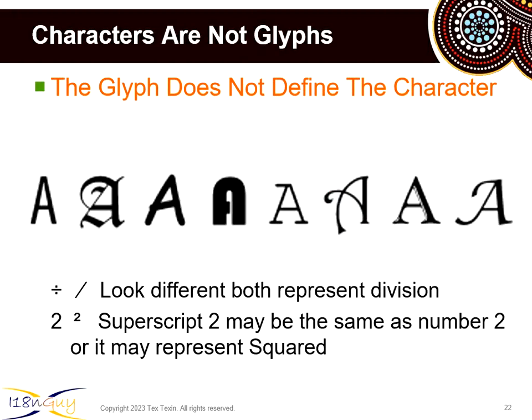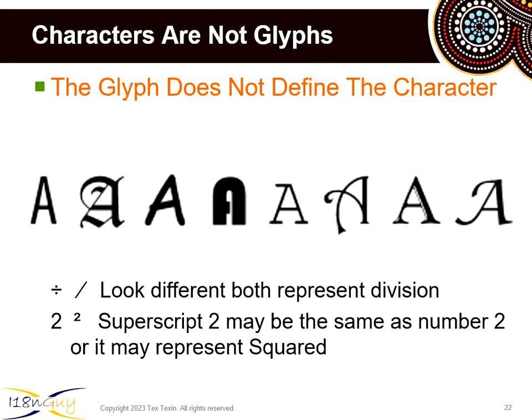Another example of how the glyph doesn't define the character. These are all the letter A drawn with different fonts. So you can see there are large differences there. And again, from a conceptual point of view, if I just wanted to represent division, I have a choice of two characters, and depending on what I'm representing, if I'm actually trying to represent the semantics of division, then I might choose either of these.